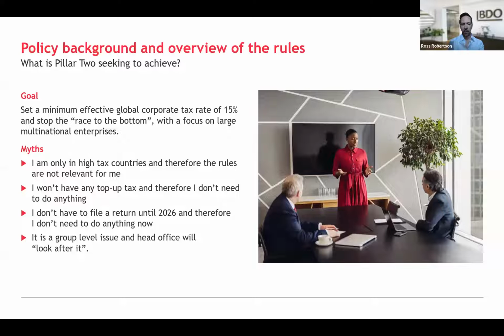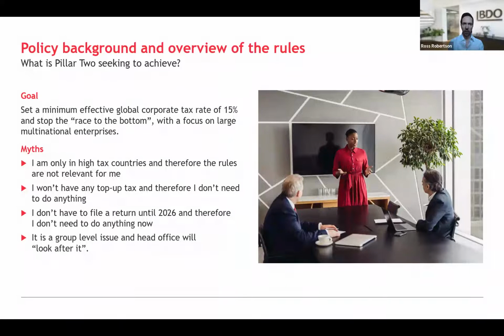So before we get into the detail, let's first bust a few myths. So the first one, I'm only in high tax countries and therefore the rules are not relevant to me. Well, the OECD estimates that high tax jurisdictions, being jurisdictions with average effective tax rates of above 15%, account for 53.2% of global profits taxed below 15%, which is actually much more than very low tax jurisdictions, so jurisdictions with effective tax rates below 5%, which only account for 18.7% of low tax profits. So you might find some surprising outcomes.